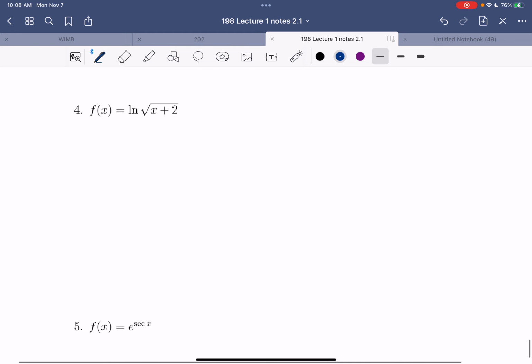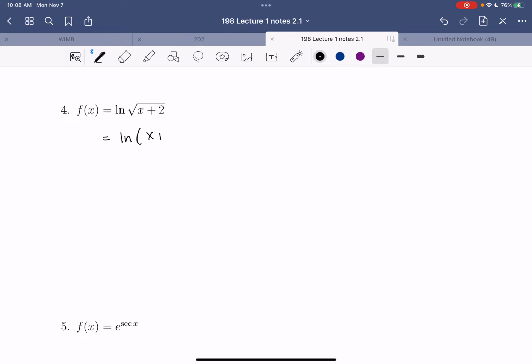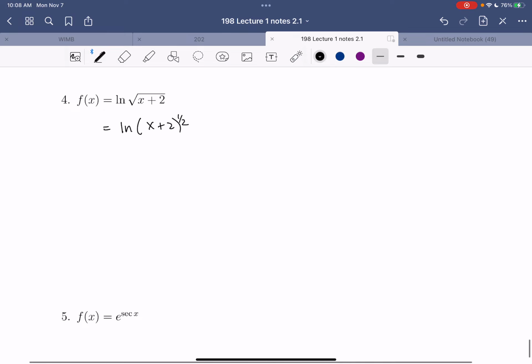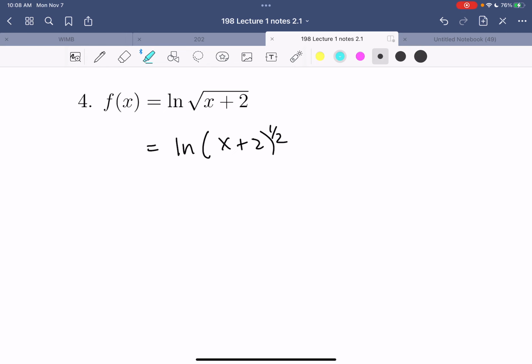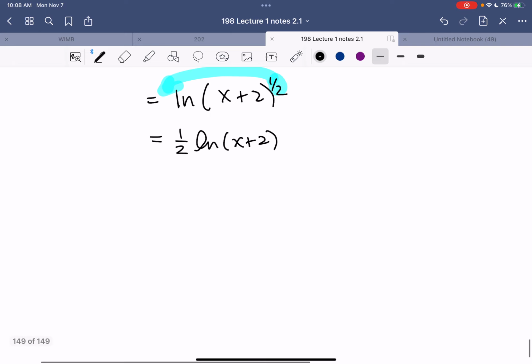All right, number 4. Again, I'll show you two different ways, and then after this, I'm going to stick with the simplified way. So first thing we're going to do is write this as the natural log of x plus 2 to the 1/2. Now, natural log rules, you've got an exponent here, that can come down in front. So this is actually equal to 1/2 the natural log of x plus 2. That way, when you simplify first, and you take your derivative, you're going to leave the 1/2 out front.